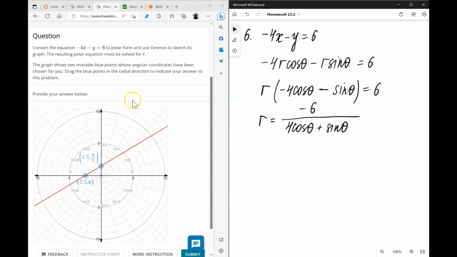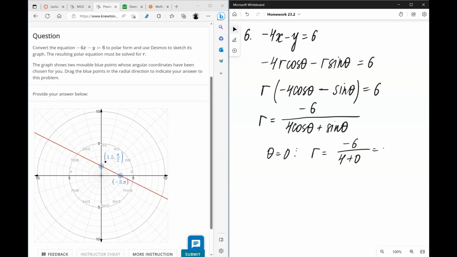I apologize. So if we're plotting it, that means we just have to plug in some values. And it looks like we only get to pick, no, right here, right? So let's choose theta to be 0. So at 0, what do we have? We have r equals -6 over 4 plus 0, so it's -3/2. So when theta is 0, we have -3/2.